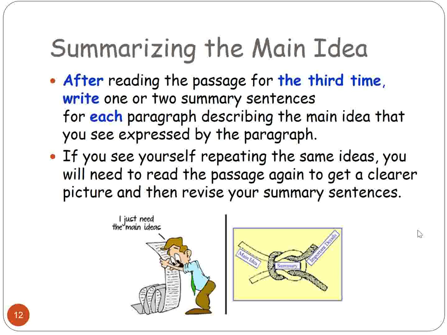So once you're done with it, now you are going to summarize it after you have read it for the third time. So now write 1 or 2 summary sentences for each paragraph. If this passage is having more than one paragraph, for each paragraph you have to write 1 to 2 sentences, so that those sentences are describing the main idea expressed by the paragraph. So if you see that there are things that are being repeated time and again, read the passage again to get a clearer picture, revise your summary sentences. Main idea के साथ जुड़ी होती हैं सारी चीज़ें.